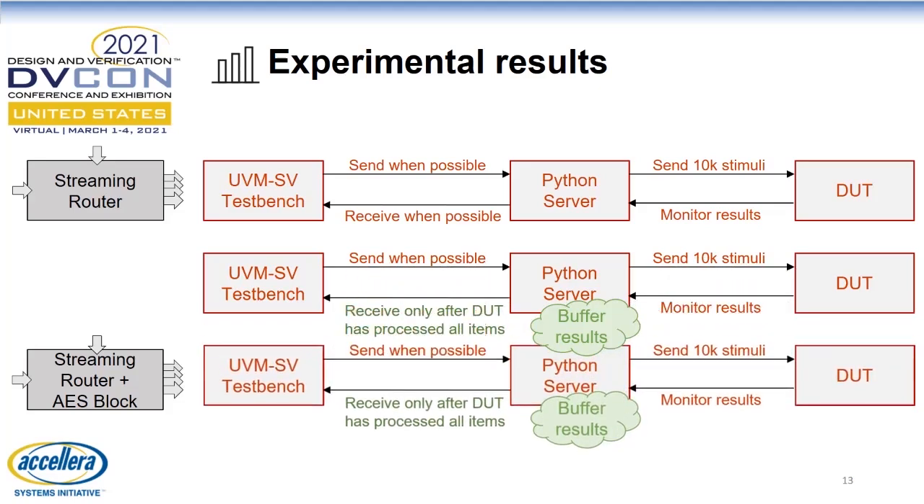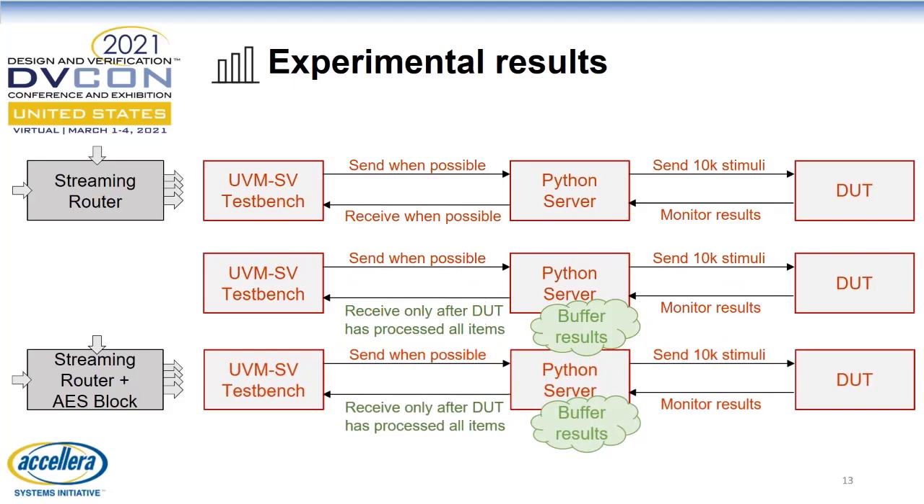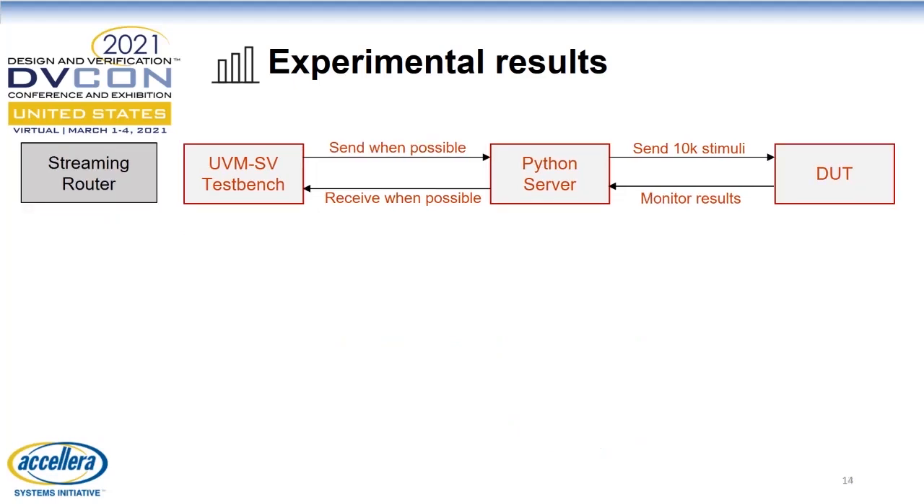Of course, fewer context switches result in higher performance. For the streaming router with the AES block included, we tested only the second configuration, because it was the one with better results. For the first configuration, on the simple streaming router, with sending and receiving whenever possible, we have the following results.